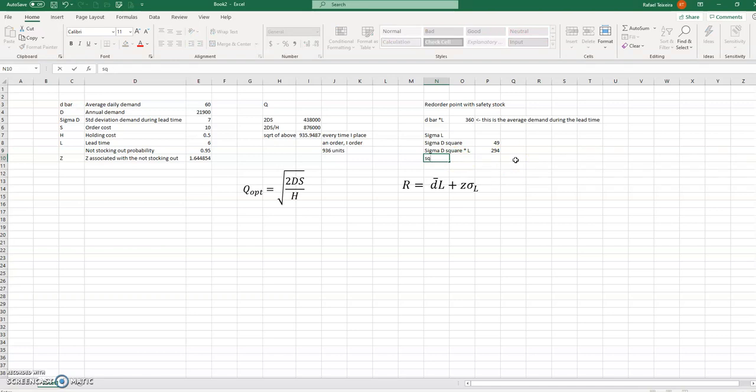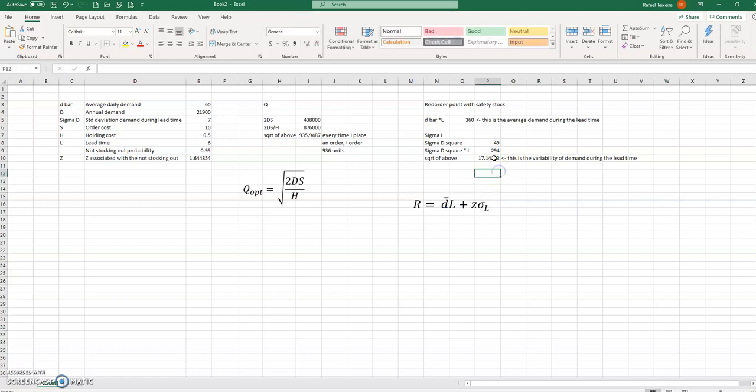Okay, and now I take the square root of above to not write too much. So that's equal to SQRT, open parenthesis, this number. So that's the variability during the lead time. It's called the variability of demand during the lead time. So we have the average demand. We have the variability of demand, average and variability.